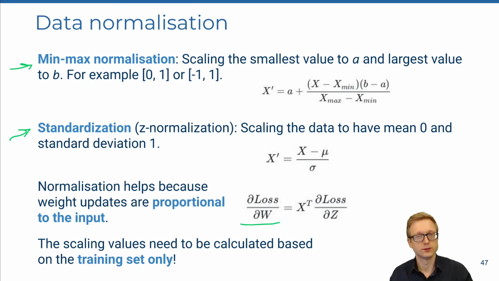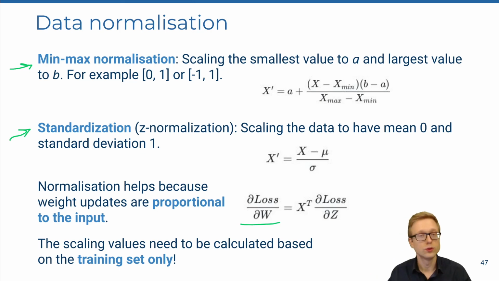A couple of things to remember. One is that you need to perform the normalization for each column in your input data separately. So you don't normalize the whole matrix as a whole, but you just normalize one particular feature for all the data points.